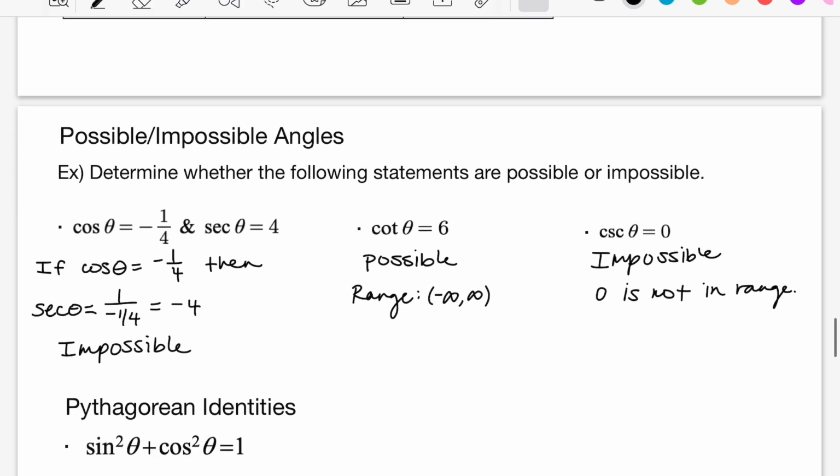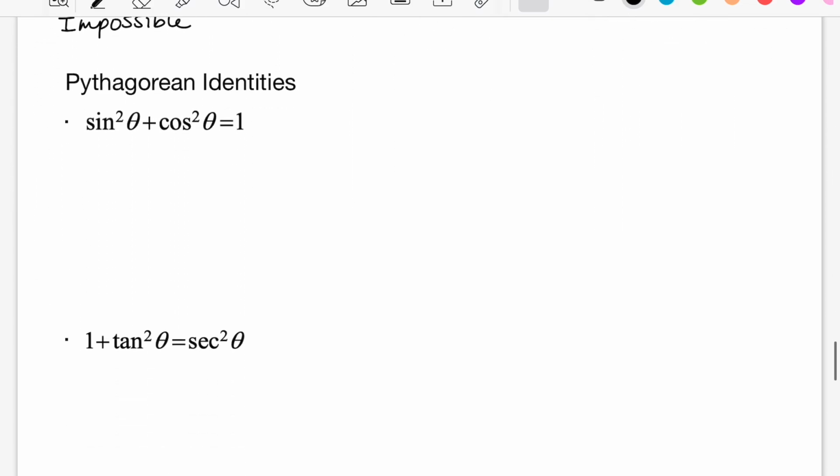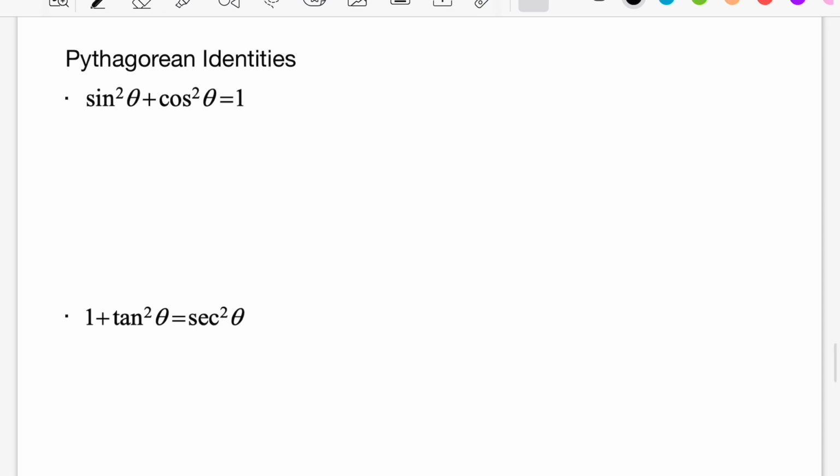All right, so this brings us to some important Pythagorean identities. The first being that sine squared theta plus cosine squared theta is equal to 1. We can show that this is the case by using our Pythagorean theorem. Remember that r squared is going to be equal to x squared plus y squared. We showed that at the beginning of this video.